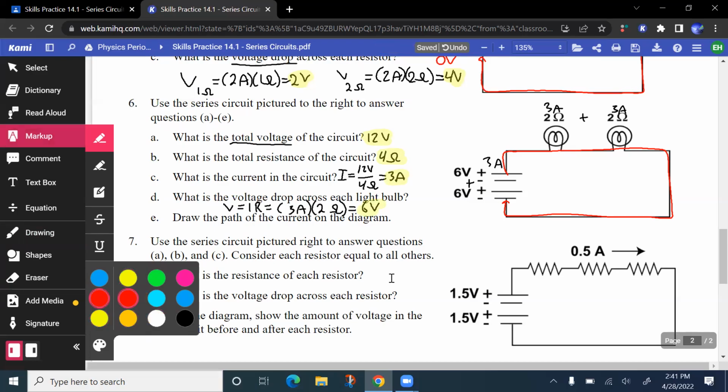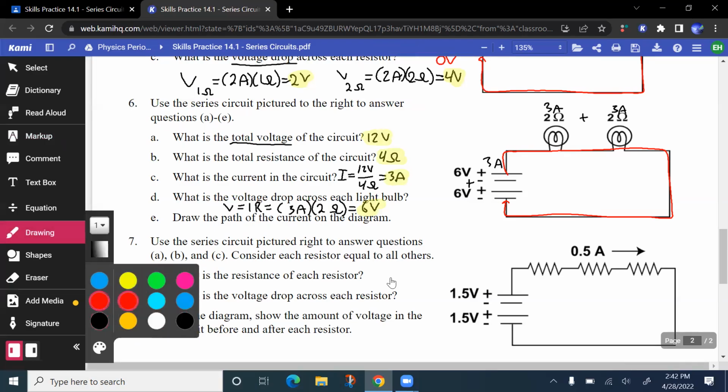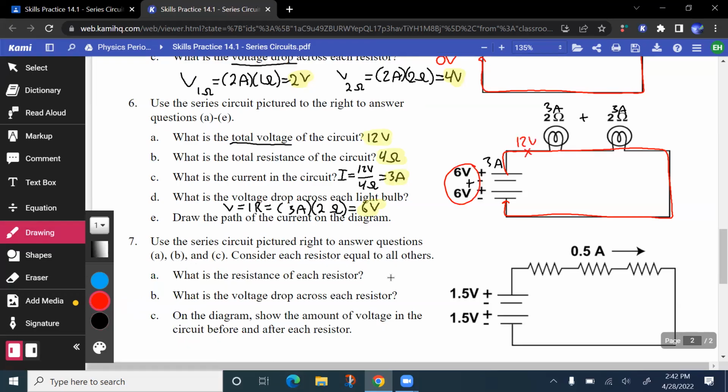All right, so again, we start with a total of 12 volts before we get to the first bulb. 0 volts on the negative side. We just dropped 6 volts, so now you're down to 6 volts in between the bulbs. Then we drop another 6 volts and you're down to 0 as you approach the negative side over here.